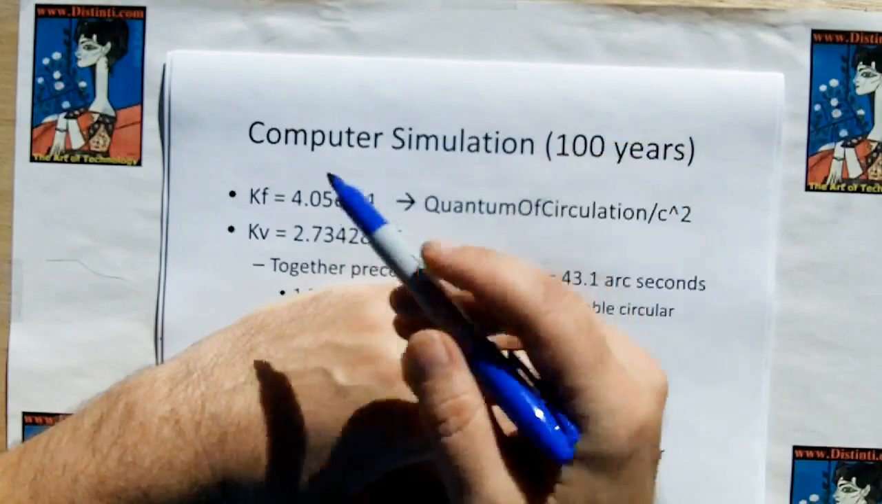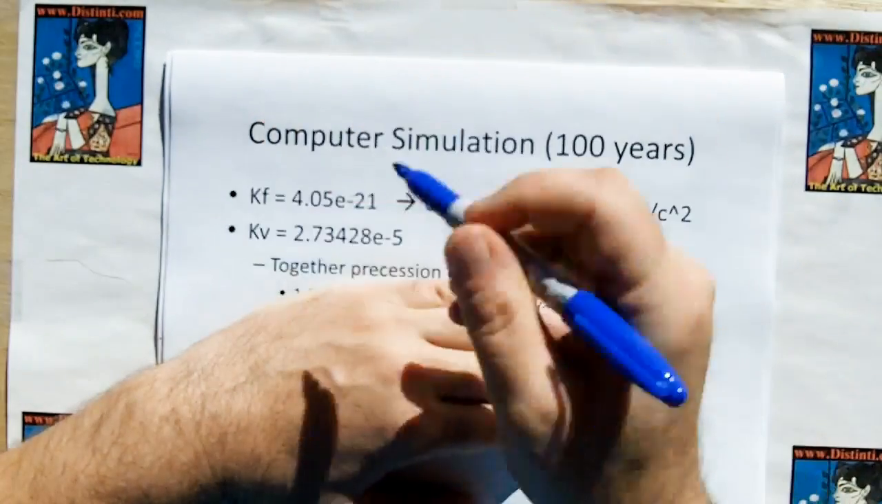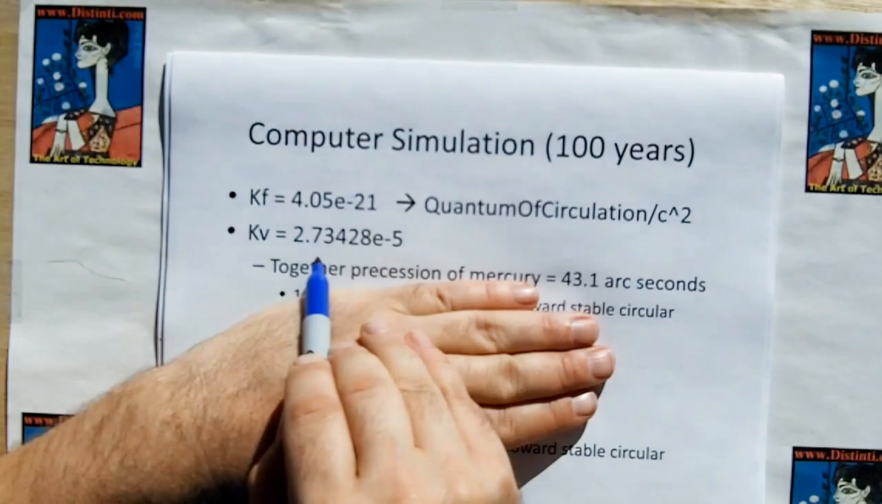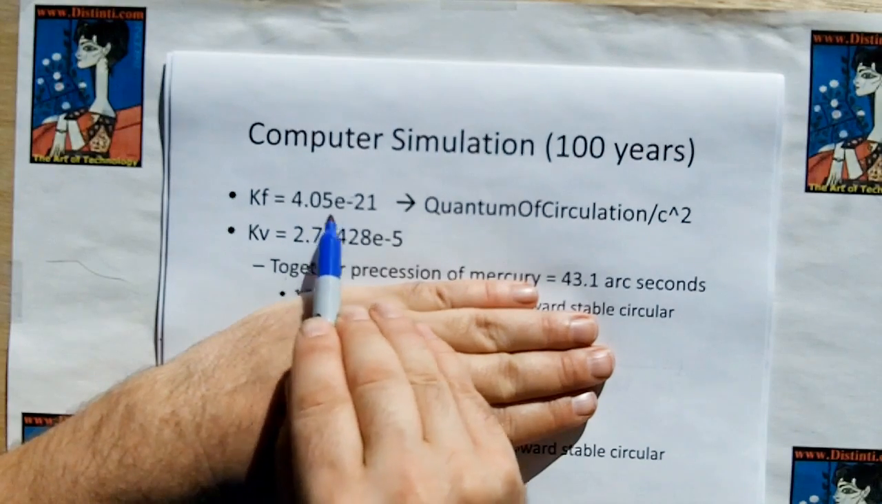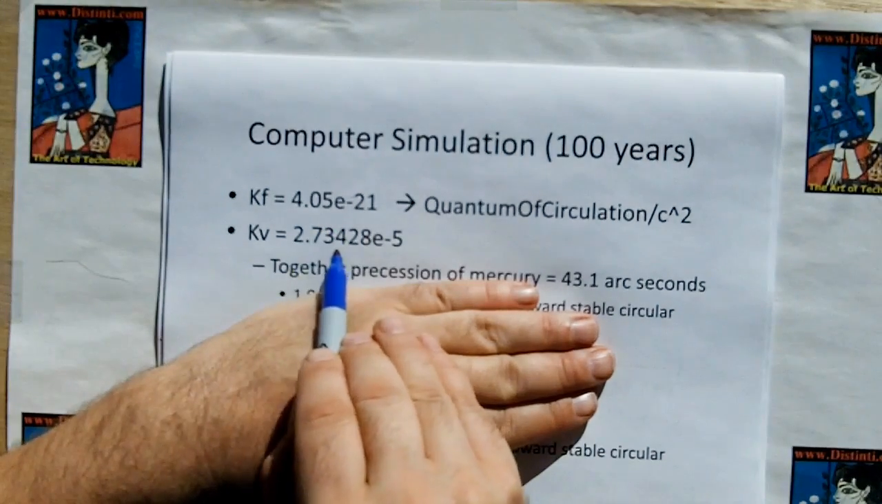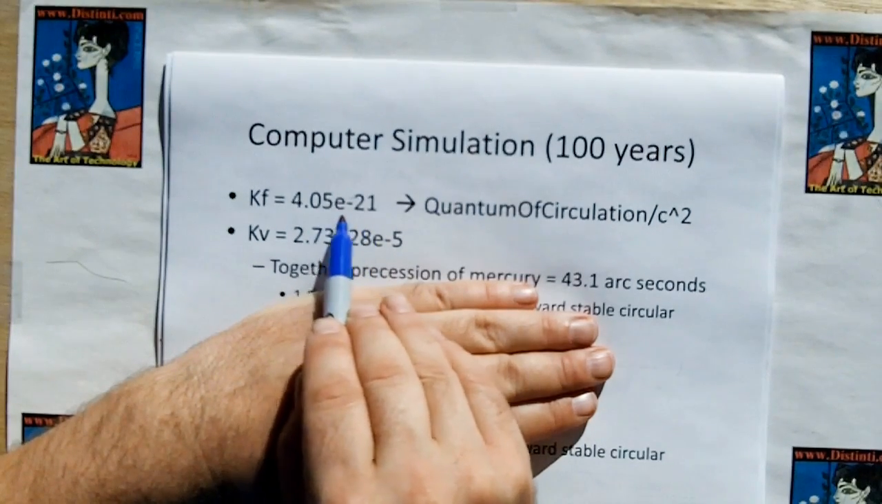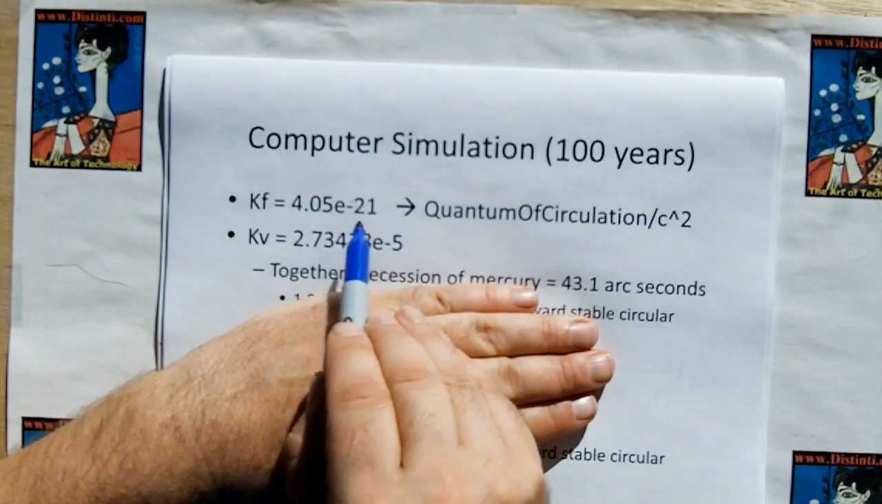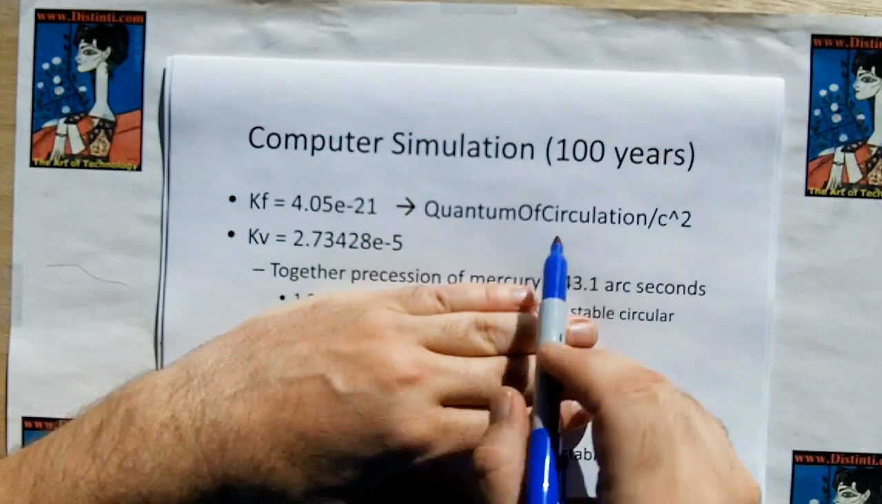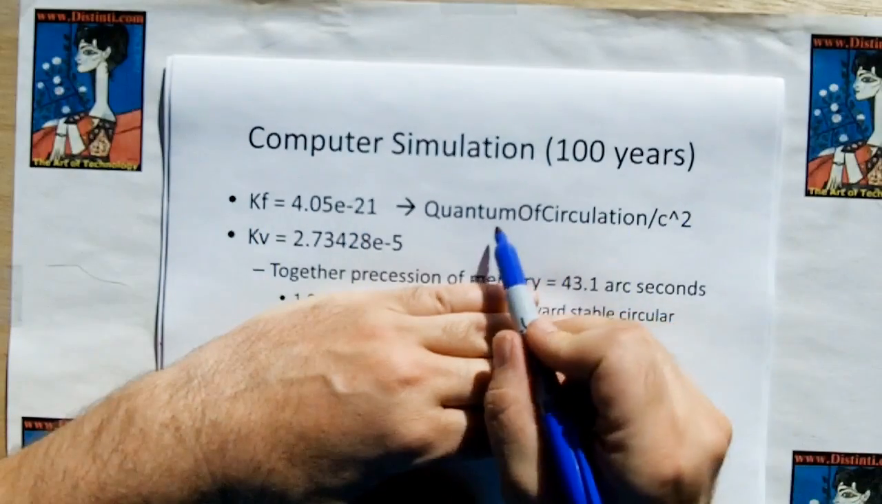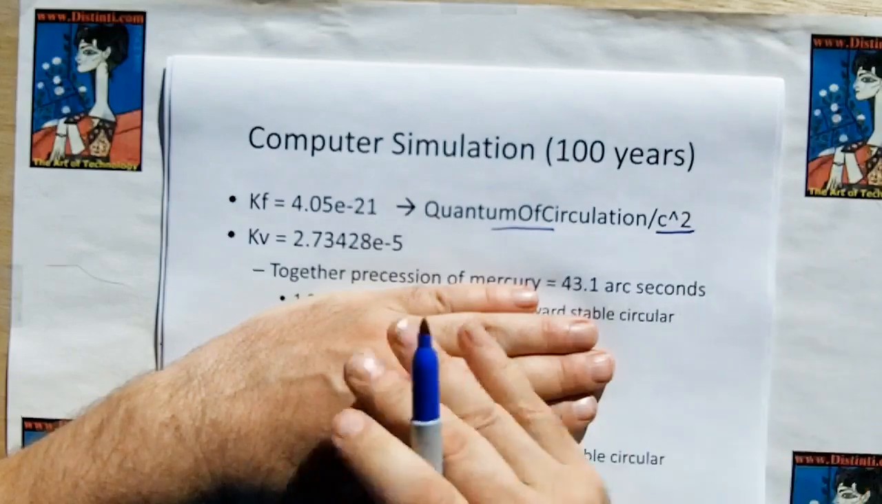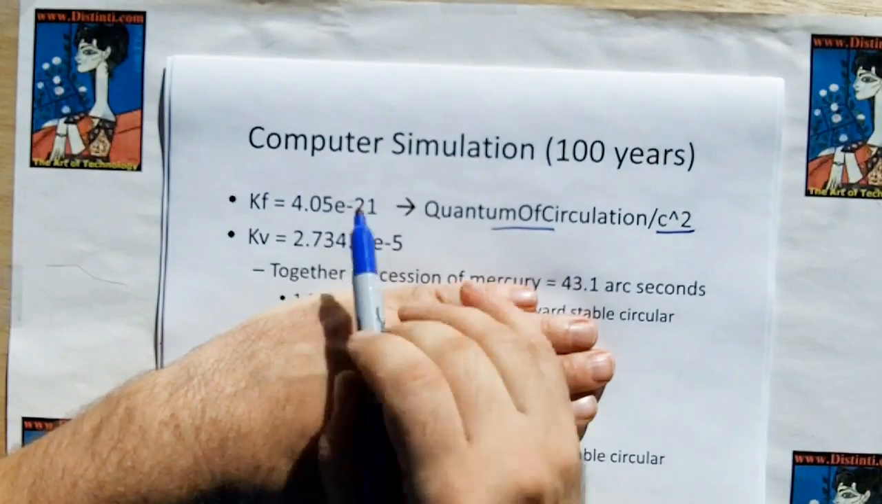So when I did this, I set this term to 0. This came out to be 3 times 10 to the minus 5. And then I kept changing this value till I got half of this eliminated. And this number came out to somewhere in between 1 times 10 to the minus 20 and 1 times 10 to the minus 21. So I went looking for constants, and I found if I just took the quantum of circulation and divided by c squared, this is the number I get.